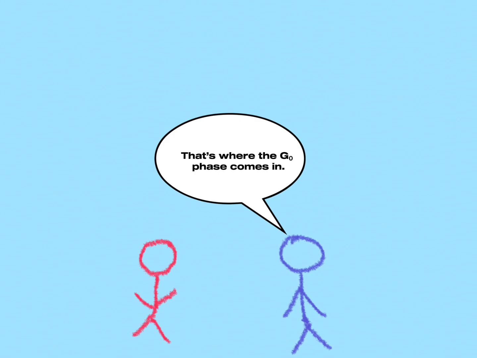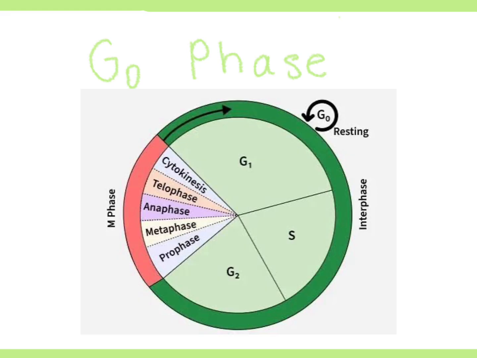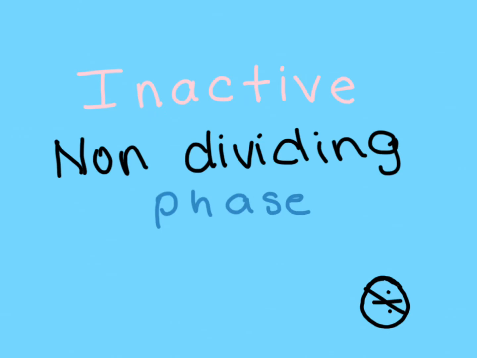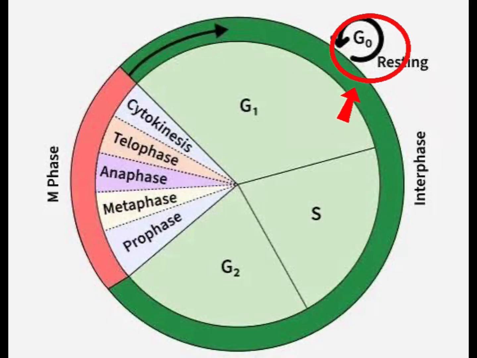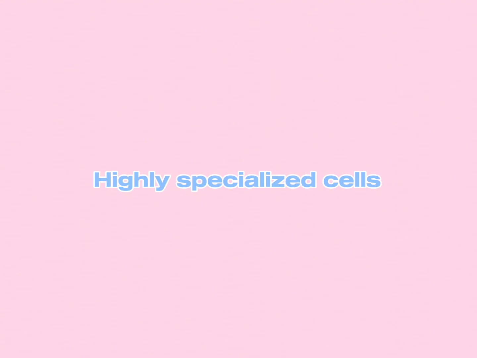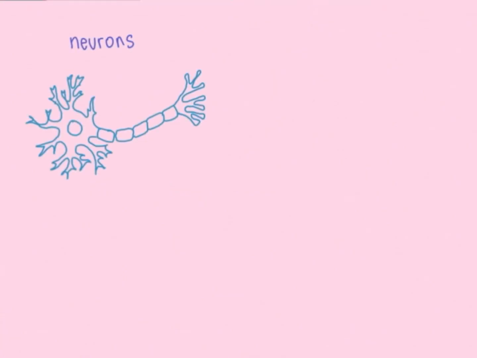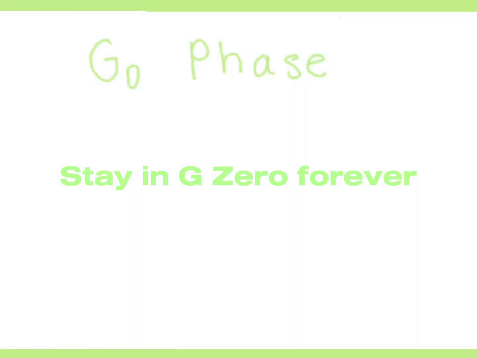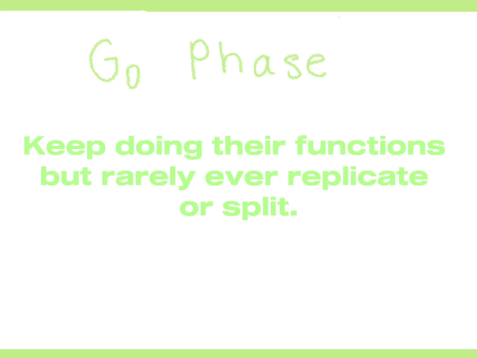That's where the G0 phase comes in. Instead of moving to the next step, some cells take a permanent exit from the active cell cycle right here. This is an inactive, non-dividing phase that is considered to be outside of the cell cycle. Highly specialized cells, like your neurons or muscle cells, stay in G0 forever. They keep doing their daily jobs to keep you alive, but they rarely, if ever, replicate or split again.